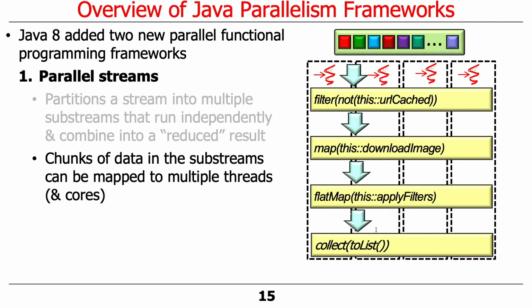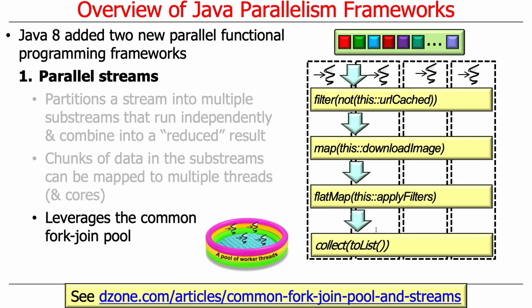Basically, parallel streams takes chunks of data and maps them to multiple threads, which are themselves mapped to multiple cores. And all this stuff takes place under the hood. You don't actually see what happens. You just take a stream and say, make it a parallel stream, and boom, all of a sudden everything's running in parallel, which is really, really cool. As I mentioned before, under the hood, it leverages the common fork join pool.